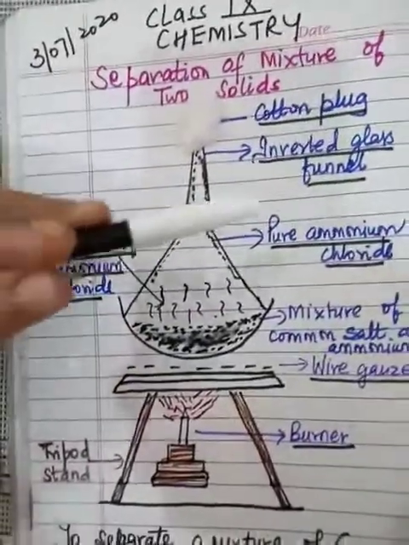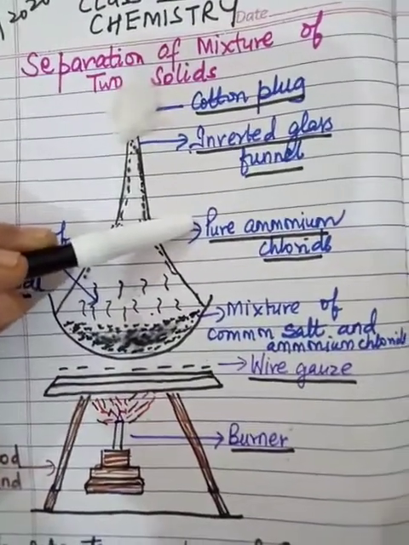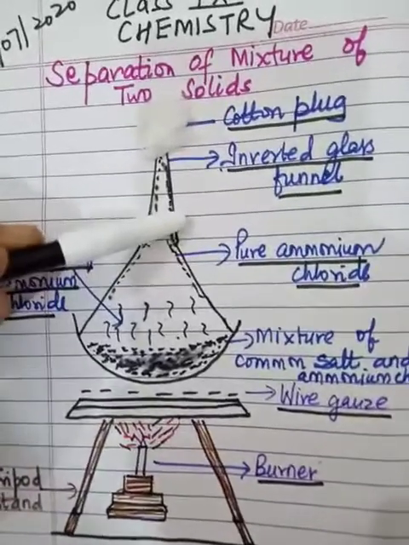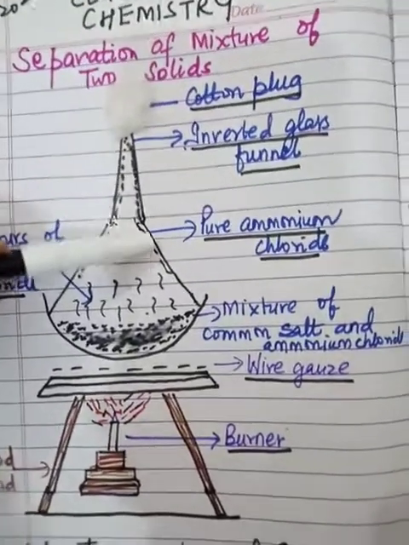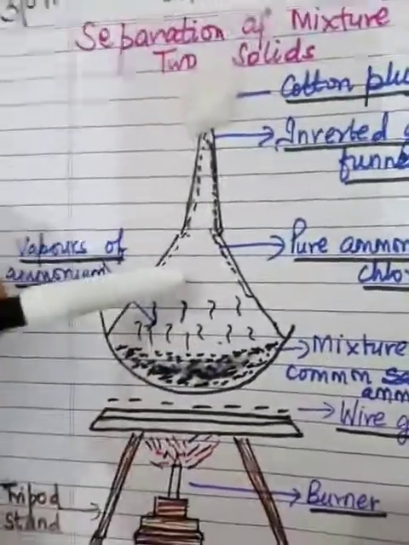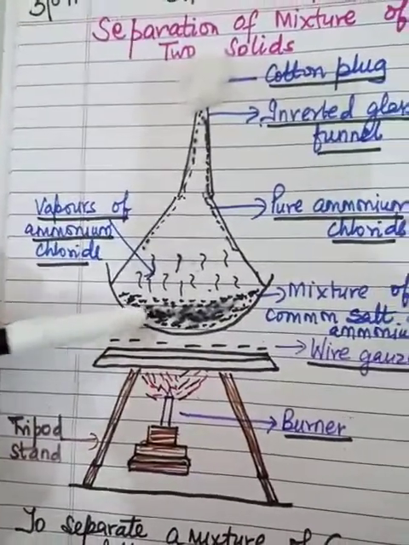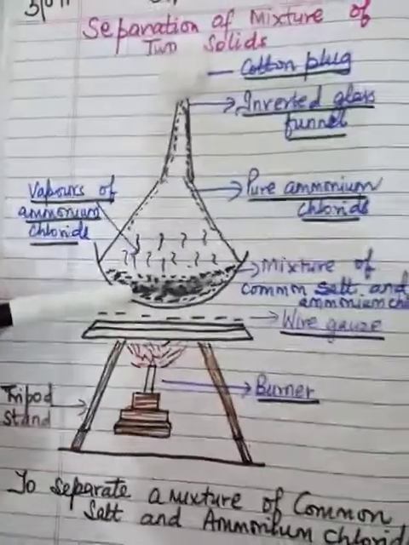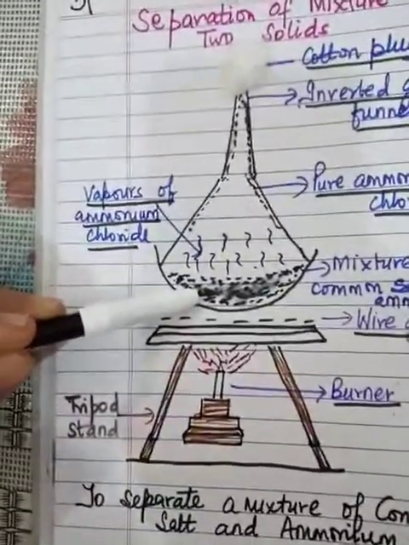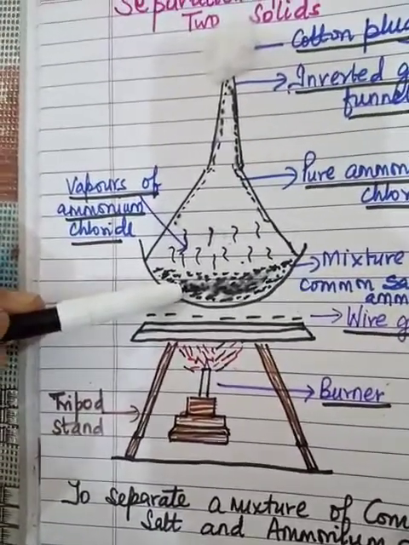These vapors rise up and get converted into solid ammonium chloride when they come in contact with the cold surface of the inner wall of the funnel. In this way, ammonium chloride is collected on the inner side of the funnel, whereas the common salt does not change into vapor on heating. It remains behind in the china dish. In this way, the mixture has been separated into two components: one is ammonium chloride, another one is common salt.